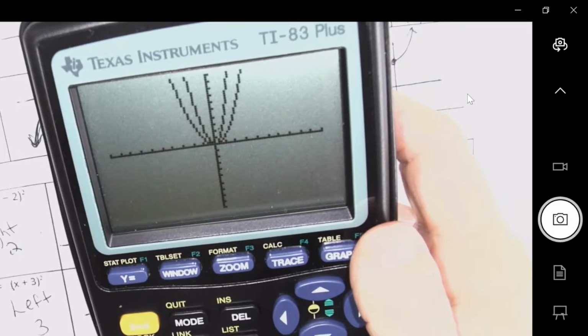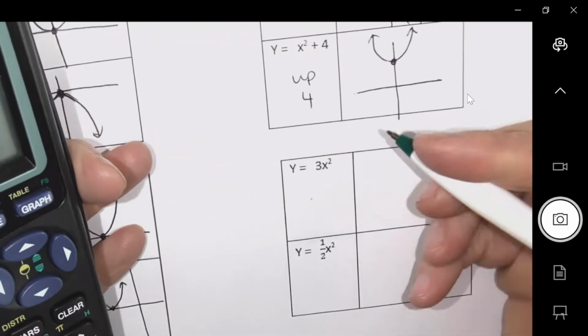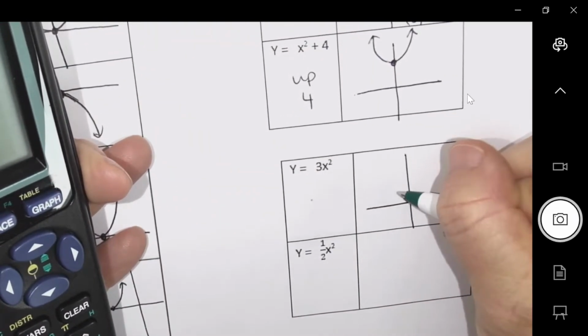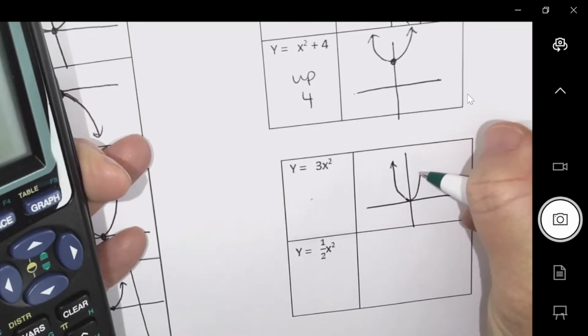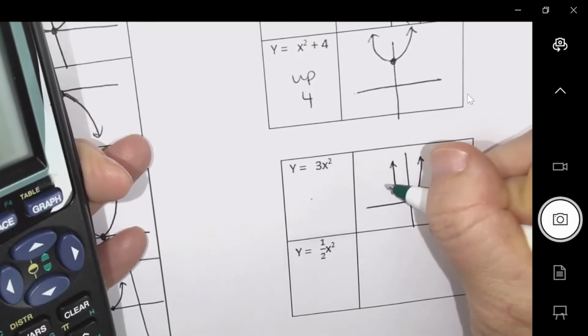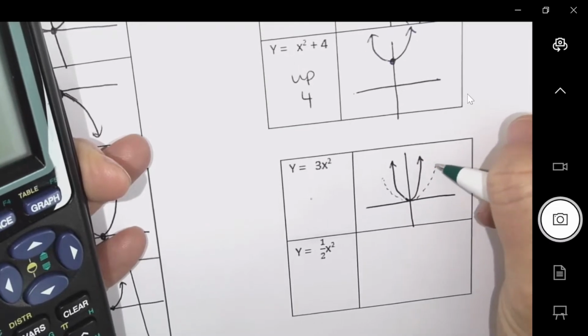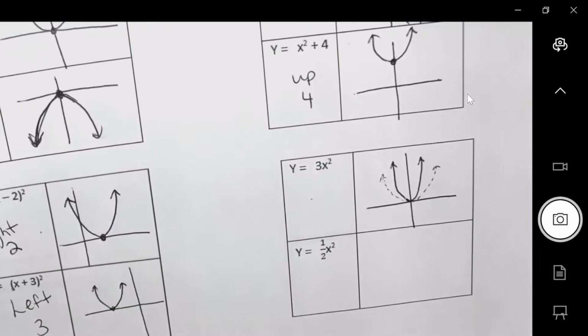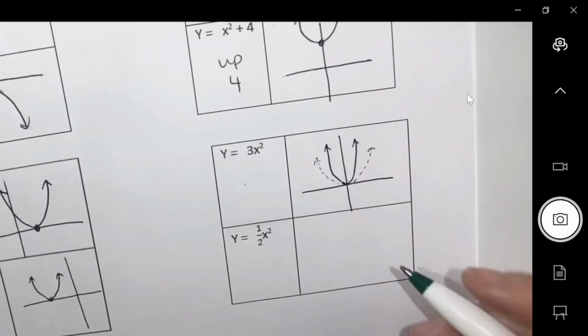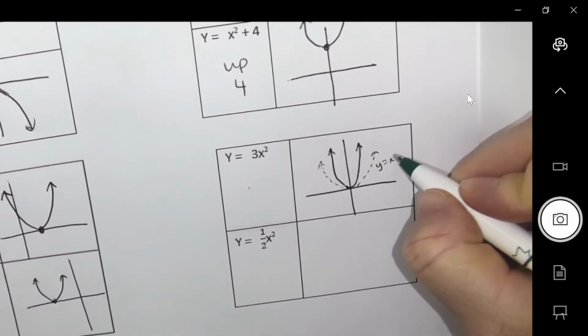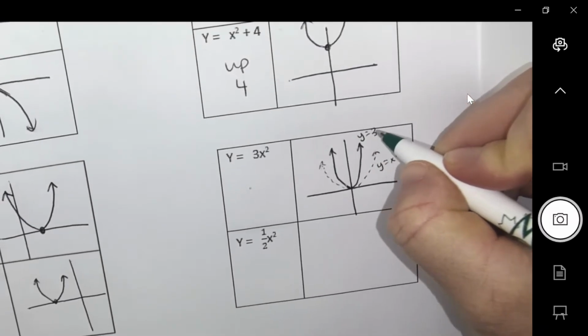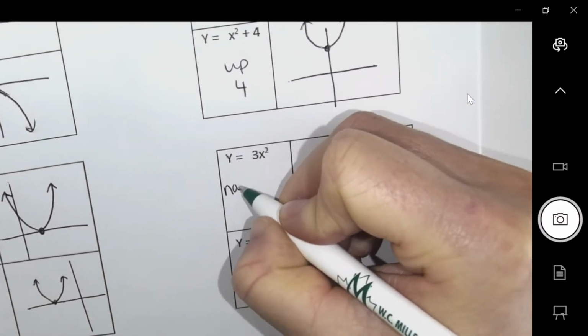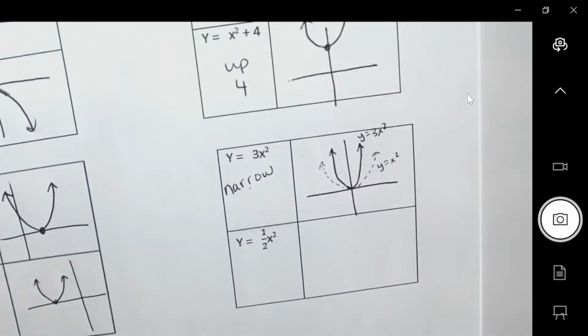What happened? It got narrower. So I kind of am showing you this is the y equals x squared, and then this is the y equals 3x squared. And I'm going to write that you told me it got narrower.